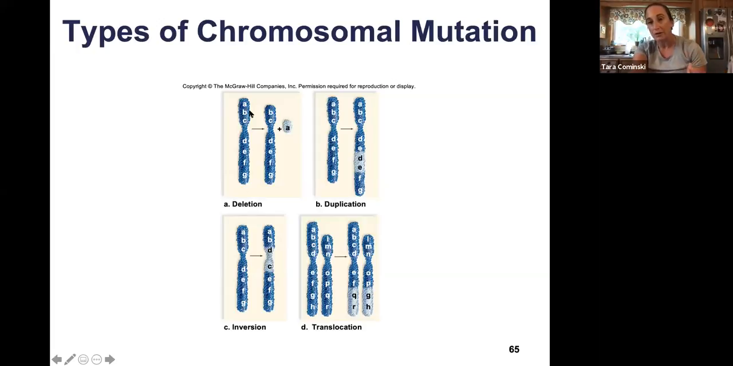Remember that these letters denote genes, so you think of it as gene A, gene B, gene C. In translocation, you basically have these flip-flopped, so these ends both broke off and they switch and get exchanged, okay? Any questions about that?